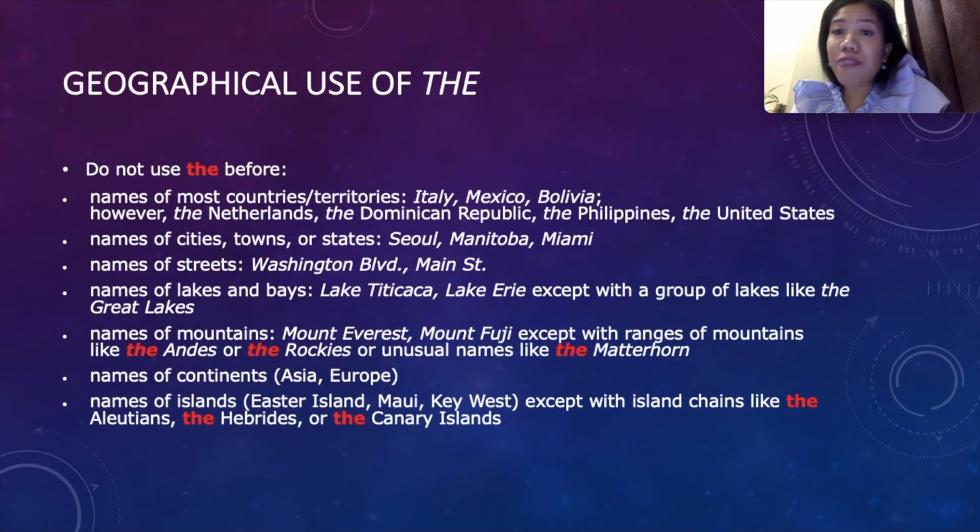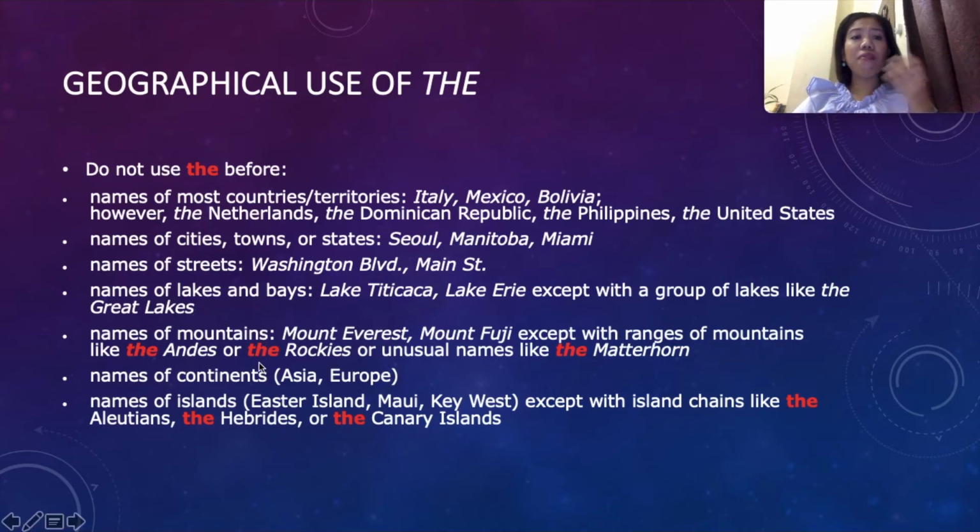Let's have the geographical use of the. Do not use the before names of most countries or territories like Italy, Mexico, Bolivia. However, you would say the Netherlands, the Dominican Republic, the Philippines, the United States. Names of cities, towns, or states, you don't use it. Names of streets, you don't use it. Names of lakes and bays, you don't use it. But if it's a group of lakes, you use the, like the Great Lakes.